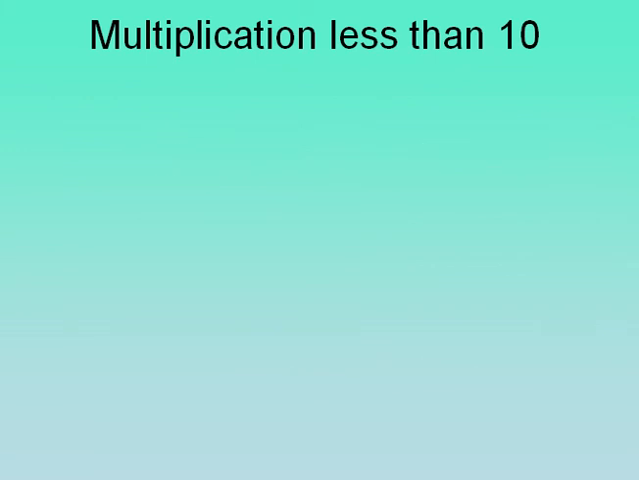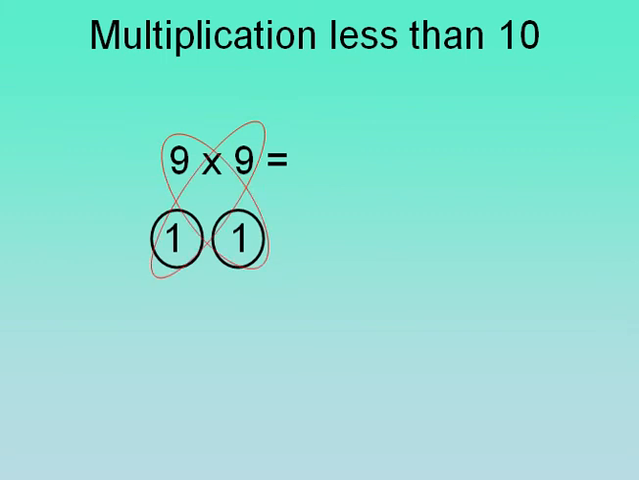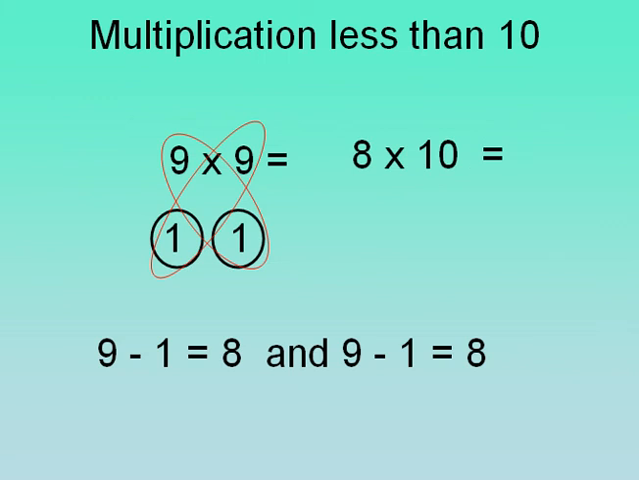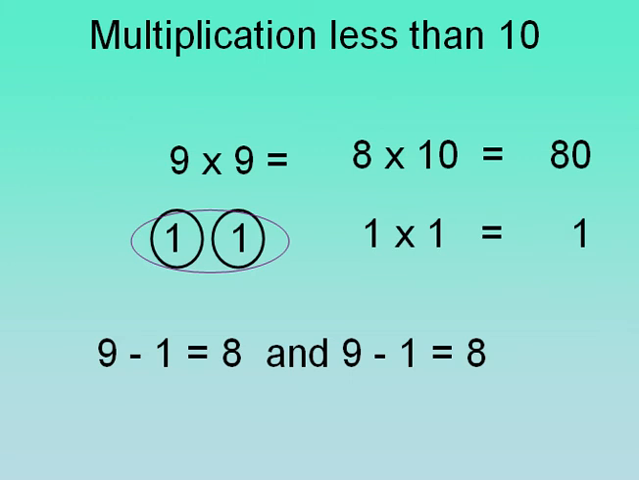One final example. 9 by 9, and for each of those numbers 1 will take us to 10. We subtract on the diagonal. And use the 8 and multiply it by 10. 1 times 1 gives us 1. We add the numbers together and we get 81.